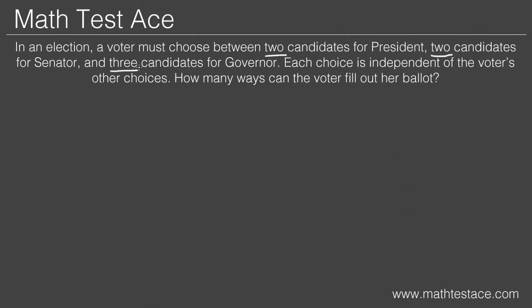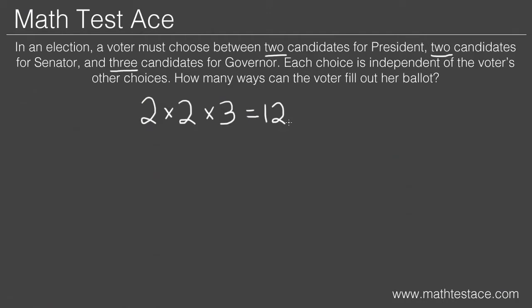We write all of these down and then multiply them together. 2 candidates for president times 2 candidates for senator times 3 candidates for governor. 2 times 2 times 3 is 12. So our voter can fill out her ballot in 12 different ways.